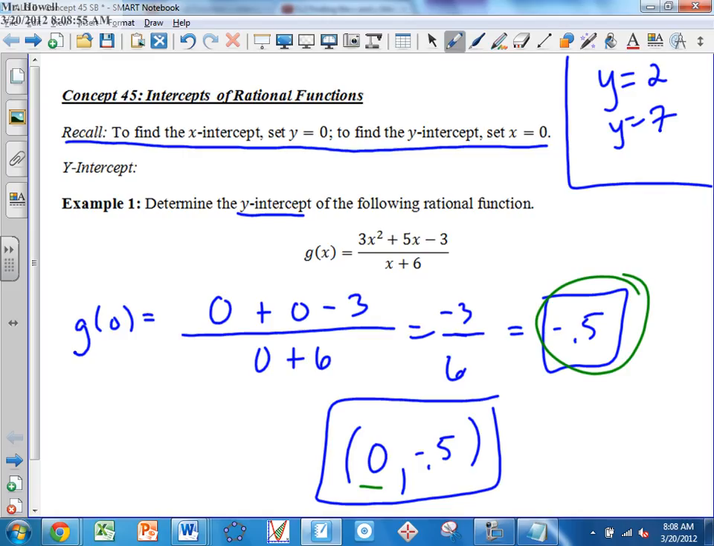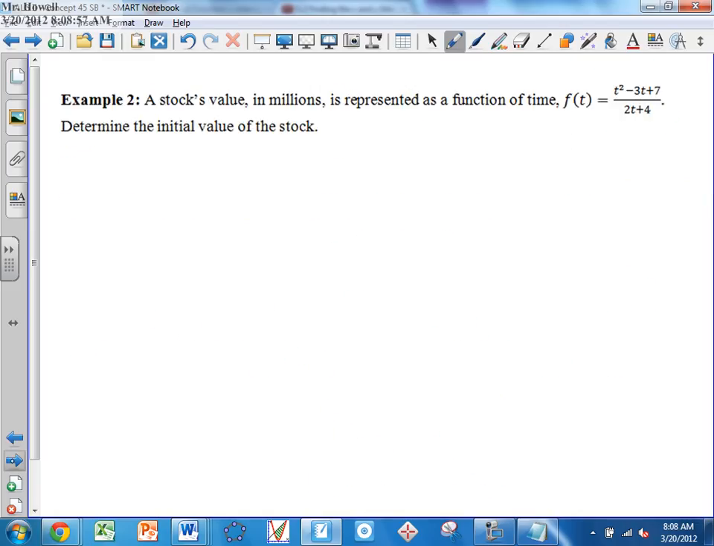Let's take a look at the next one. Now, what I'm going to do today is talk about some word problems, and in a minute we're going to talk about velocity problems. They show up in calculus a lot, so it's a good way to get your brains going ahead of time. For this one, it says that a stock's value in millions is represented as a function of time. F of t equals t cubed minus 3t plus 7 all over quantity 2t plus 4. And this kind of problem is asking us to determine the initial value of the stock.